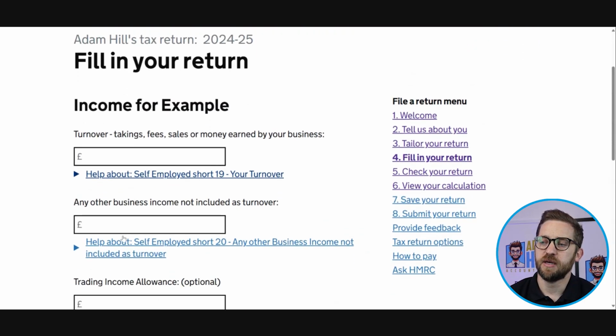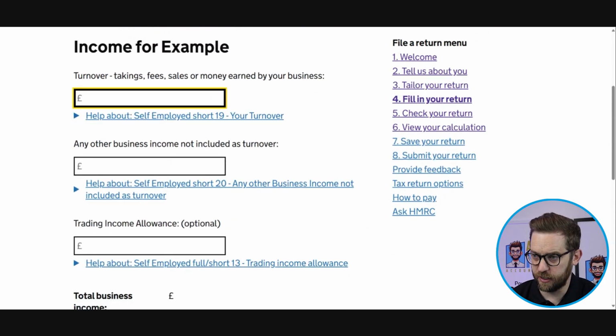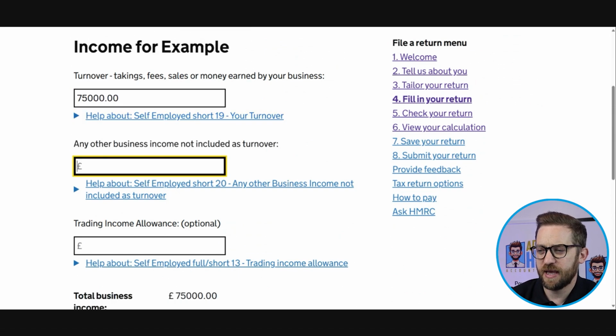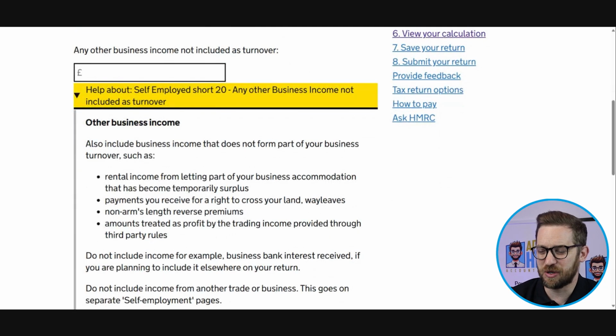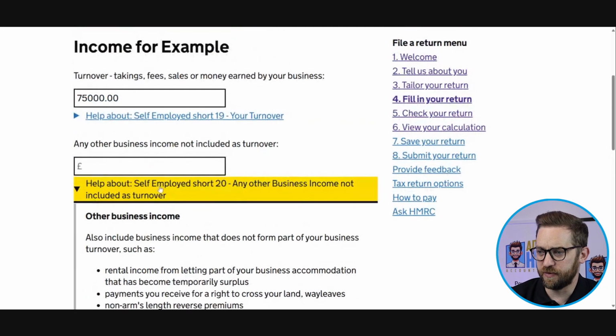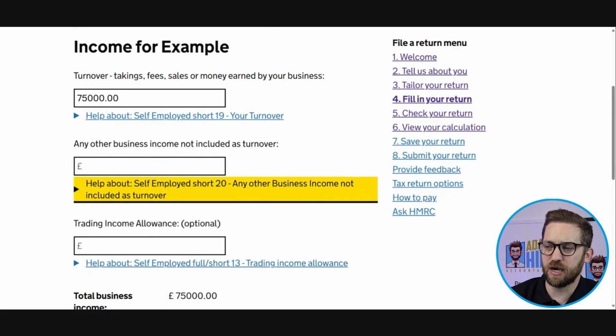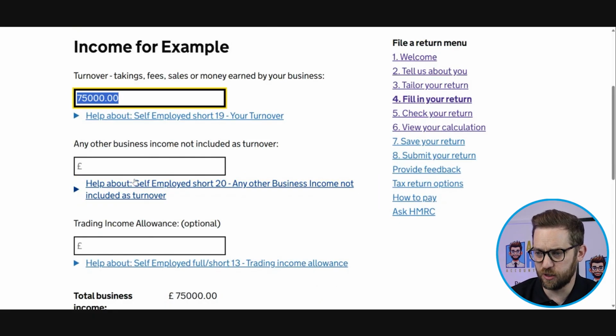Now I can provide the numbers behind my tax return. So I'm going to provide very simple figures here, 75,000 of turnover. Any other business income not included in turnover, you can use this drop down here. But again, these are quite unlikely. For most businesses, your income, your turnover is all going to fall into that top box there.